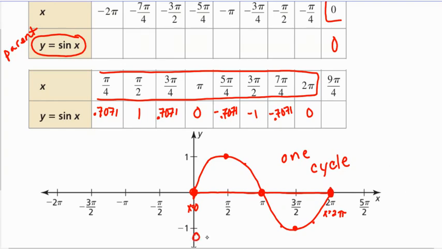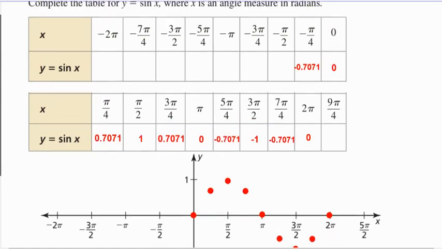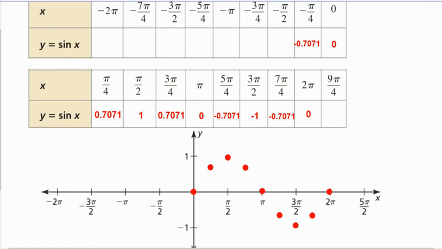From 0 to 2 pi is one period. That's how long it takes to get from the beginning to the end of one cycle, okay? So I have plotted those points right here, right? Much, much nicer. We're starting at the midline, going up, midline, down, midline.